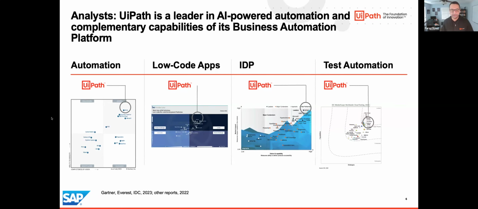Now, before I get into why SAP and UiPath, just wanted to highlight a couple of things here. Obviously, we're a leader in the Gartner, Everest, IDC surveys, from automation to intelligent document processing to low-code application, as well as test automation. I'm specifically proud of test automation because we're fairly new and young to the market, but we've made a tremendous impact within the testing space, and we're now considered one of the leaders in test automation space.